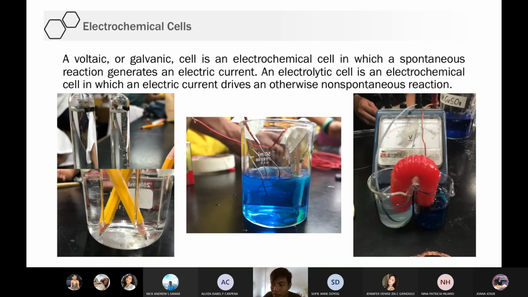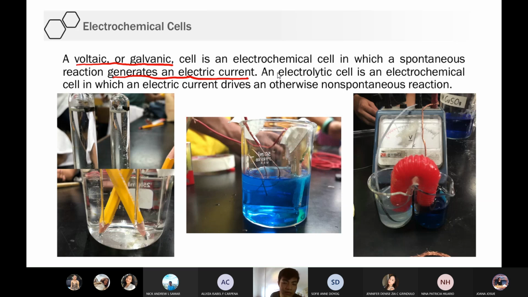Okay? So, ito yung mga ginawa naming experiments. Yung mga cell that produces voltage, that generates kuryente. Okay, so yung electrochemical cells that generate electricity are called voltaic or galvanic cell. Itong nasa right side, this is voltaic cell kasi positive yung voltage. Kapag positive yung voltage, voltaic or galvanic cell, ibig sabihin nun, it generates electricity.